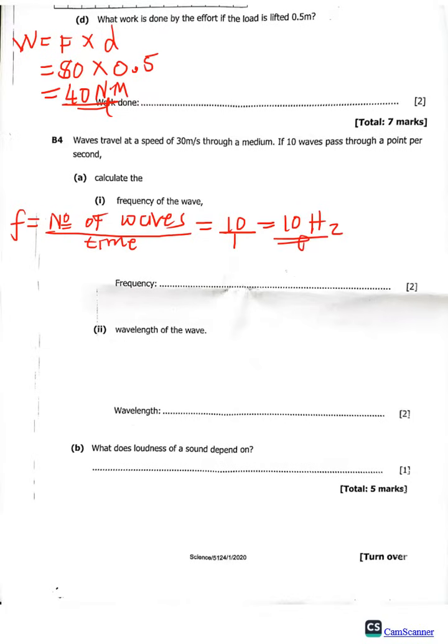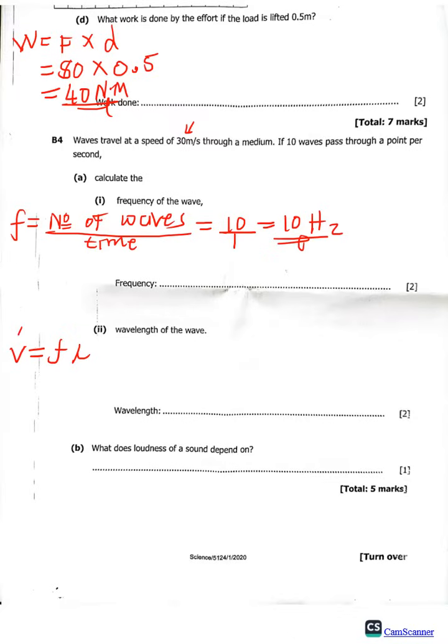Now for Roman number 2, wavelength of the wave. So let's look at what we have. We have the frequency, which is 10. Then we also have the speed. So we are going to use this formula. Speed or velocity is equal to frequency multiplied by wavelength. So we can make wavelength the subject of the formula, or we can just substitute and solve for wavelength.